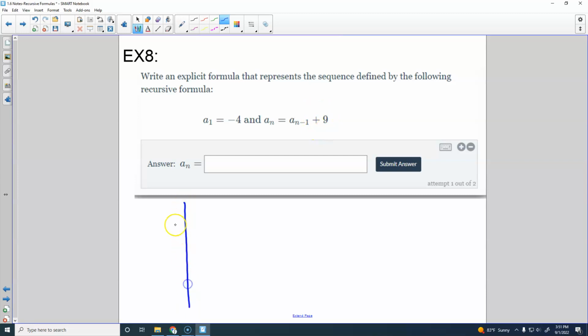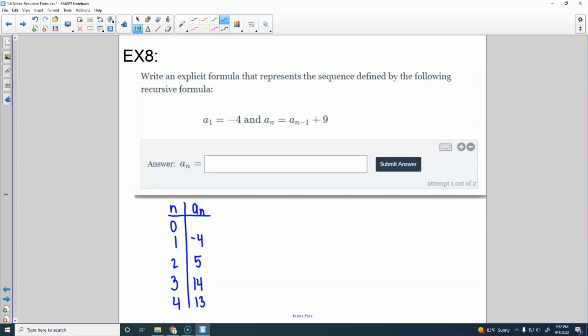If we want to think about going ahead and doing our chart, I've got n and a sub n. I'm going to put a 0 here to hold its place. I've got 1, 2, 3. A sub 1 is -4. And then I'm supposed to be adding 9 each time. So I would add 9 to -4, and that would give me 5. If I add 9 again, I would get 14. If I want to add 9 again, I would get 23, and so on. So that is what we're looking at here.